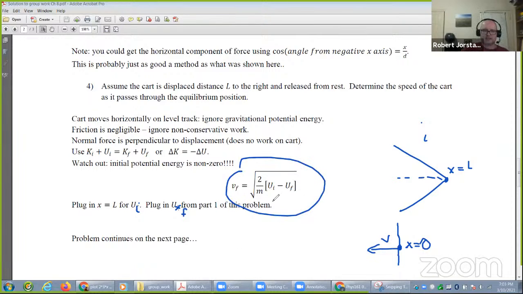And again, I think I screwed this up. This should be using X equals L, and this should be using X equals 0. And again, this number is from part 1, I think. Does that help you with that, Denna? Yeah, that makes a little more sense. Okay, so let's keep going.